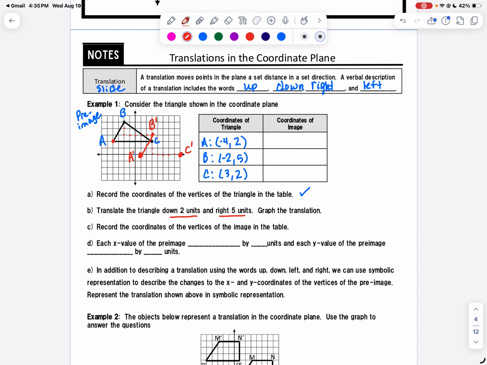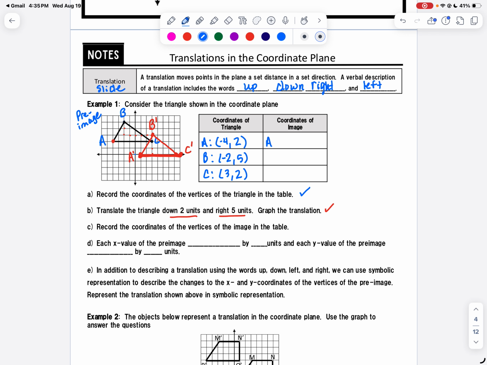And then I'm going to connect these points into a new, well, that's not very straight there, a new triangle. A prime, B prime, C prime. So you can see that this triangle translated or slid over to the right and then down 2. All right, so we did this step. Now in part C, it says record the coordinates of the vertices of the image in the table.